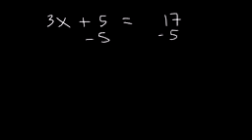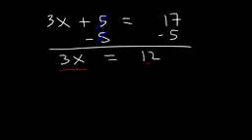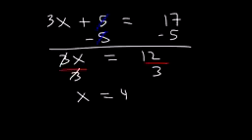Now let's solve multi-step equations. Let's say this is equal to 17. What is the value of x? So the first thing we need to do is subtract both sides by 5. You don't want to divide both sides by 3 because you'll get 17 over 3, and that's a fraction. 17 minus 5 is 12. Now at this point you want to divide both sides by 3. 12 divided by 3 is 4. So x is equal to 4.